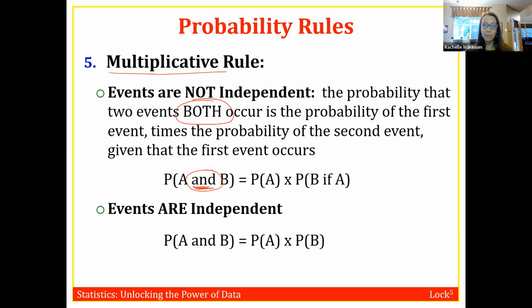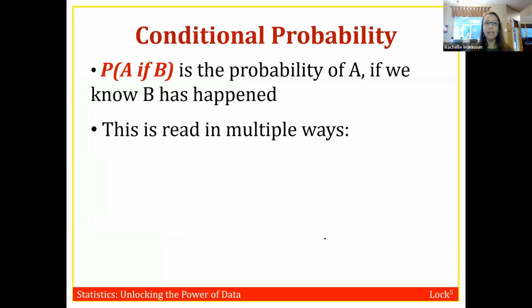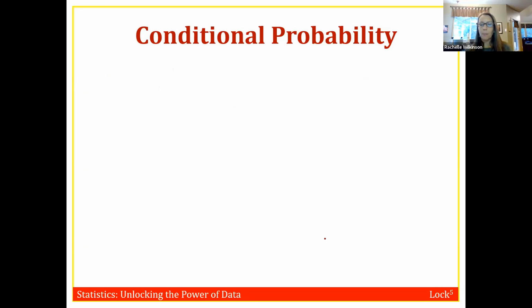If the events are independent, then it makes it easier. We don't have to worry about what happened the first time. We can just multiply the two probabilities together. So probability of A times probability of B. When we talk about events being independent, what we mean is that the outcome of the first event doesn't affect the outcome of the second event. So for example, when we look at rolling a die, if I roll the number 6, that is not going to affect what I get the next time I roll the die, because each roll of the die is independent. So those are independent events.